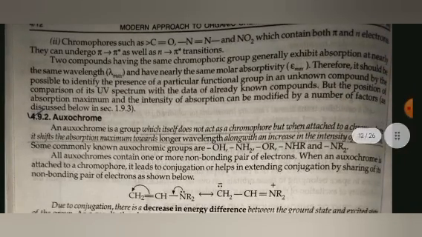Two compounds having the same chromophoric group generally exhibit absorption at nearly the same wavelength and have nearly the same molar absorptivity, epsilon max. Therefore, it should be possible to identify the presence of a particular functional group in an unknown compound by comparison of its UV spectrum with the data of already known compounds, but the position of absorption maximum and the intensity of absorption can be modified by the substituents. Auxochrome.